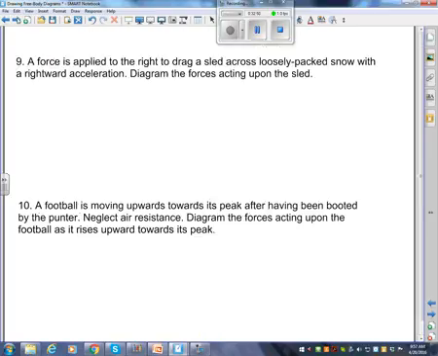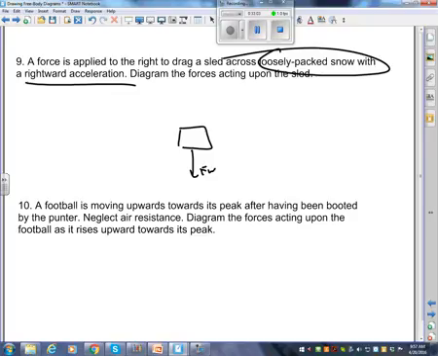A force applied to the right to drag a sled across loosely packed snow. Code. Rightward acceleration. Weight force, it's on the ground. Normal force, there's a force to the right. Loosely packed snow is code for there's some friction, but there is an acceleration, so FF. Make that applied force large enough that the naked eye sees that it's bigger.